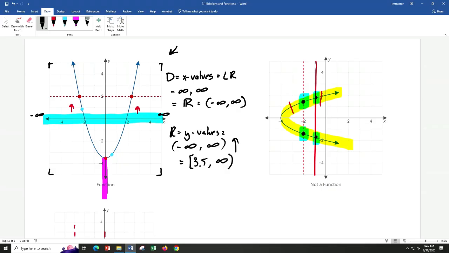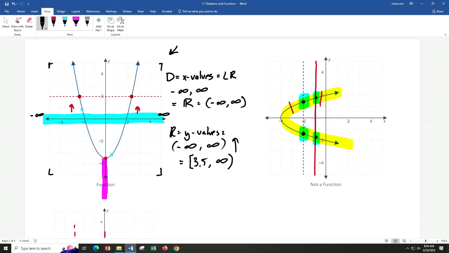Right? And the reason we're closing off infinity with a parenthesis, what does that parenthesis say? You can never include it. Exactly. It doesn't equal that ever. Okay? The bracket means it equals that right there. Okay? We're good on domain and range?